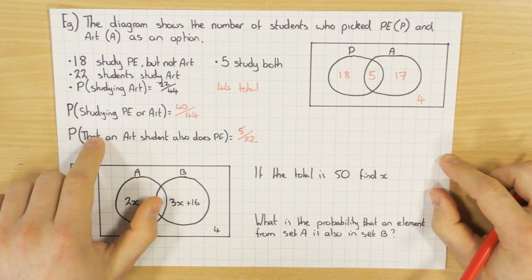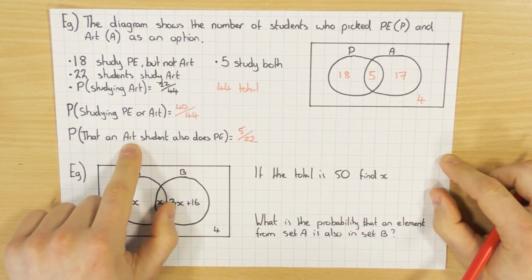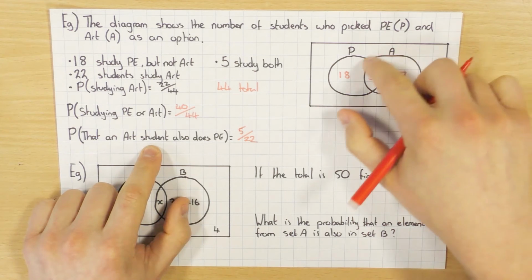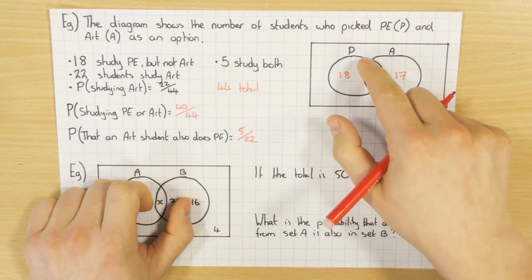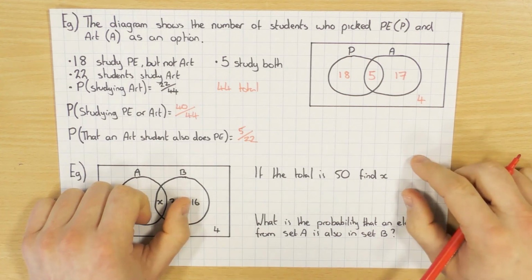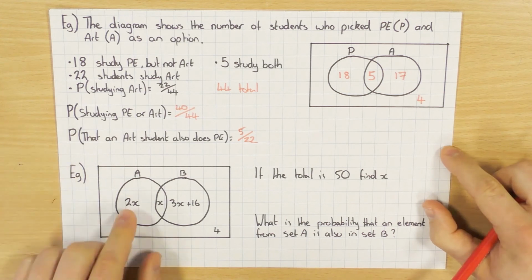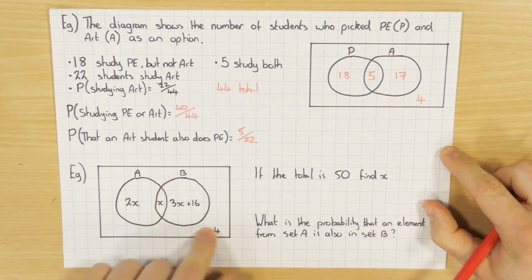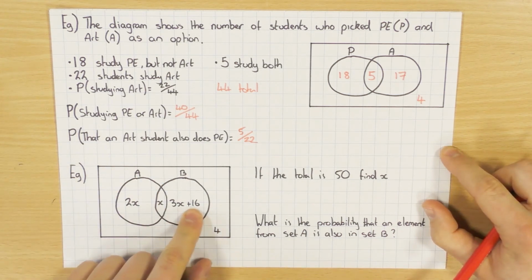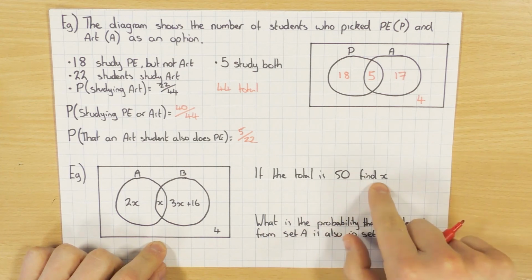If you're picking a student at random, it's the total. If it's a bit more specific and says, in this case, an art student, it's only the people who do art. Or likewise, if it just says a PE student, obviously it's just the people who do PE. So be careful with that. Next one here, what they might do is throw a bit of algebra at you. And we've got the Venn diagram here. So we've got 2x, x, 3x plus 16, and then 4 people on the outside. Okay? So we're told here, if the total is 50, find x.